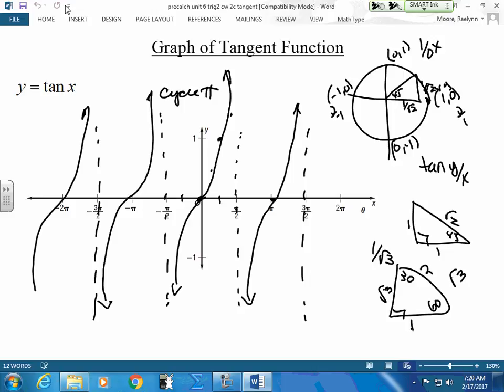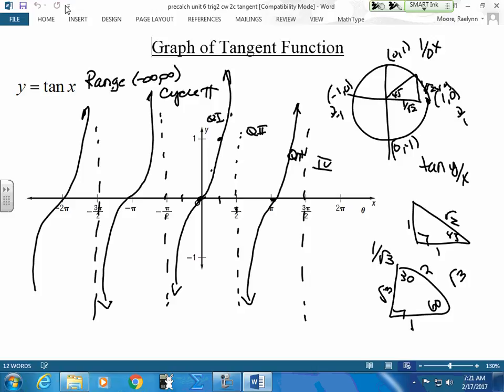Tangent is negative. This is still quadrant 1. Tangent is positive. Quadrant 2. Quadrant 3. Quadrant 4. So it still tells you where your positives and negatives are for tangent. Now the domain is something we have to work on. The range says, well, you're going to get any number in this range. This is going to go on and on and on.